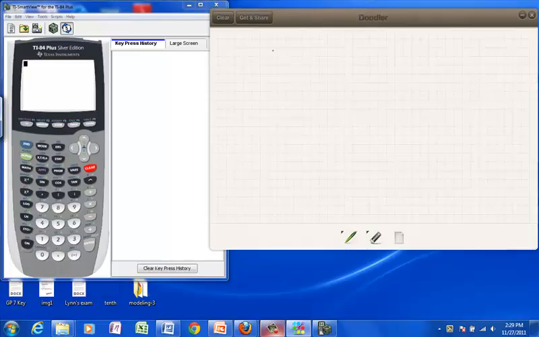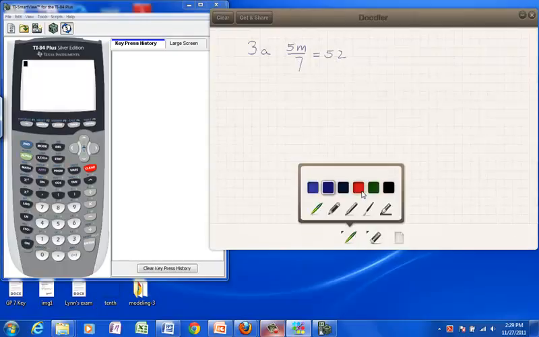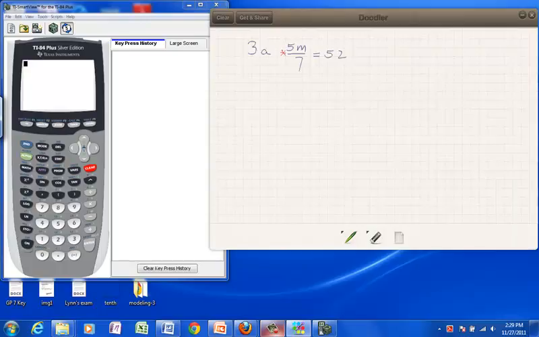All right, let's look at number 3. And again, I'll start with 3a. So when I'm working a problem that has a fraction, my first step is to try to eliminate that fraction. So I'm going to do that by multiplying by that denominator 7, and I'll do that to both sides of the equation.